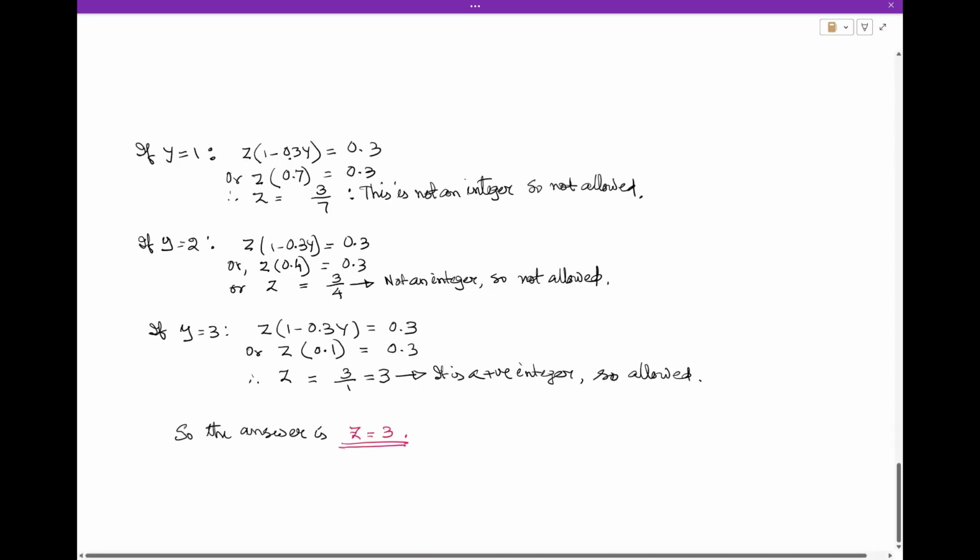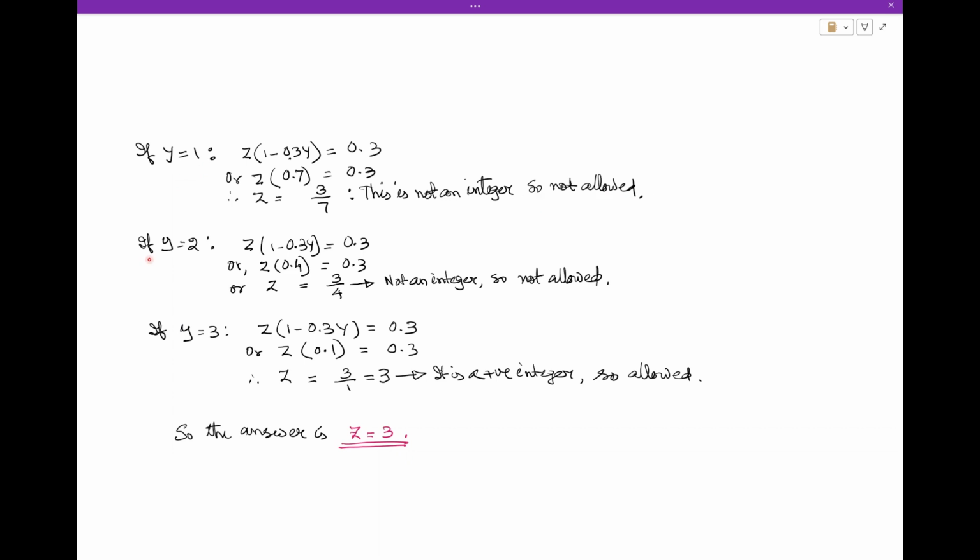We have seen earlier that g multiplied by 1 minus 0.3y is equal to 0.3. If y is equal to 1, then this equation becomes g multiplied by 0.7 is equal to 0.3, or g becomes equal to 3 by 7. This is not an integer, but g has to be an integer, so the value of y equal to 1 is not allowed.